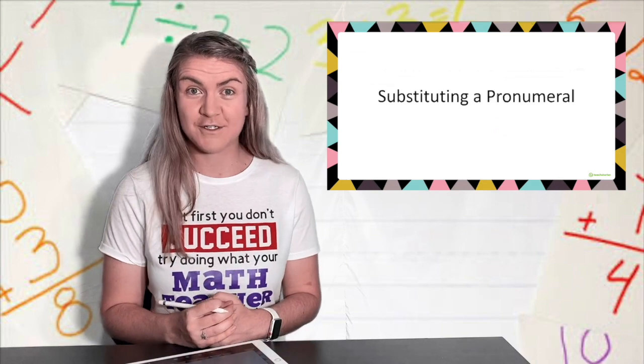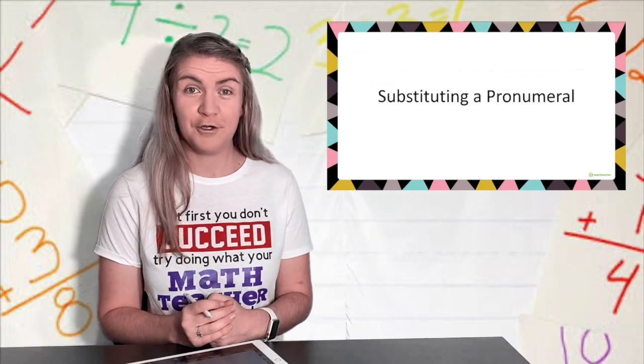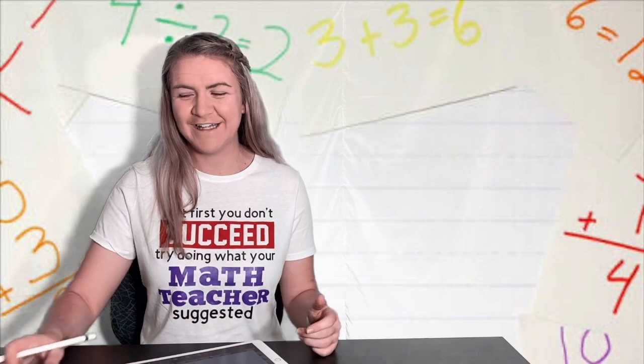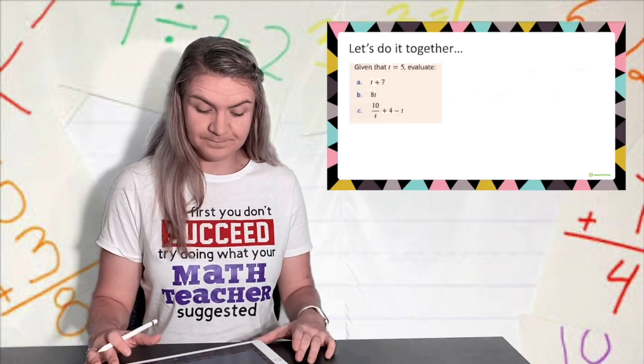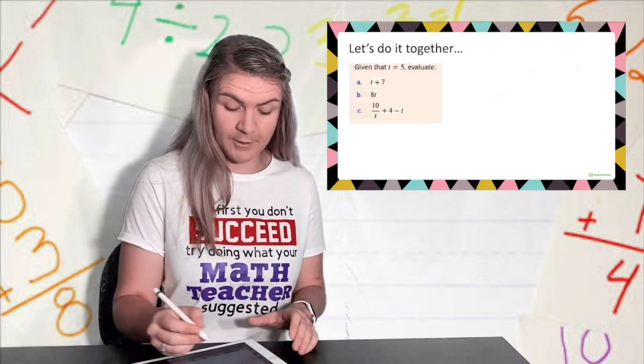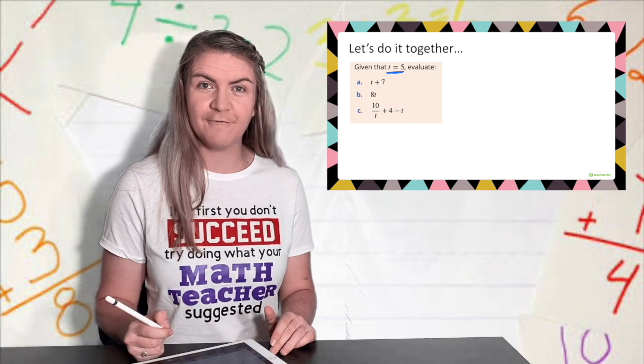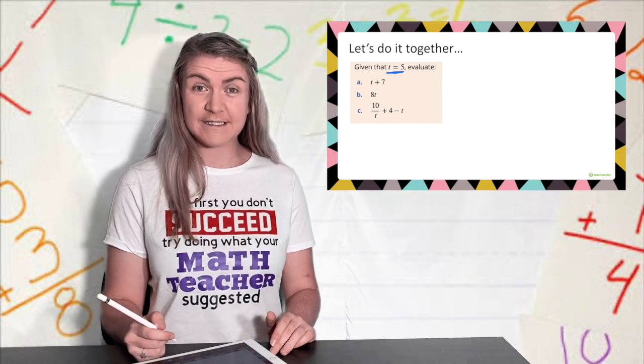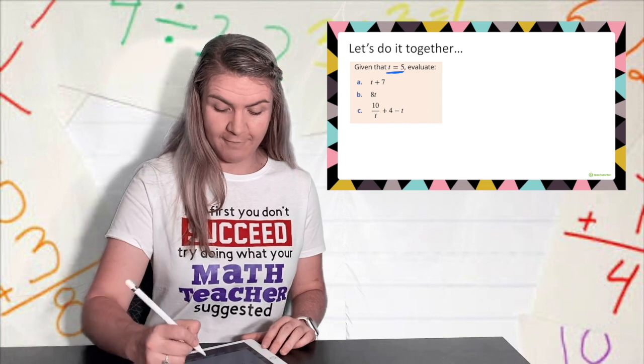All right, let's do some practice questions where we are substituting a pronumeral. Remember, a pronumeral is a letter that represents a number. So in all these problems, t is going to equal 5. So every time I see a t, I'm going to replace it with a 5.